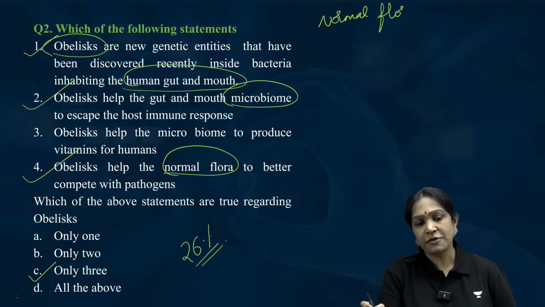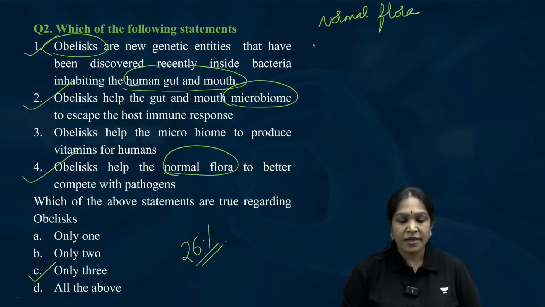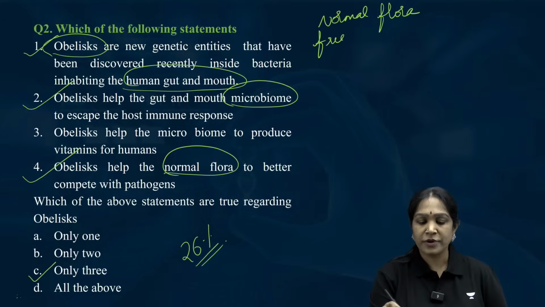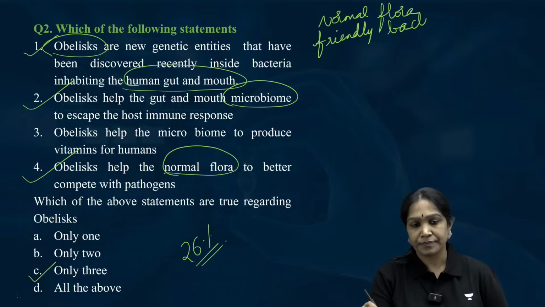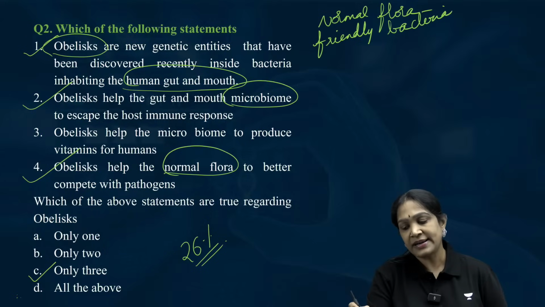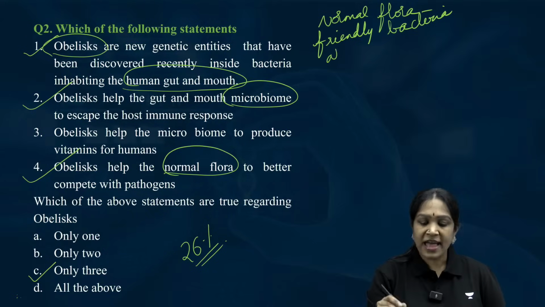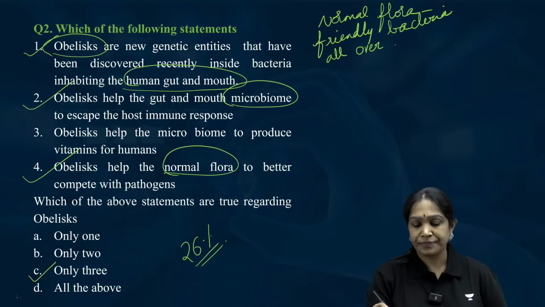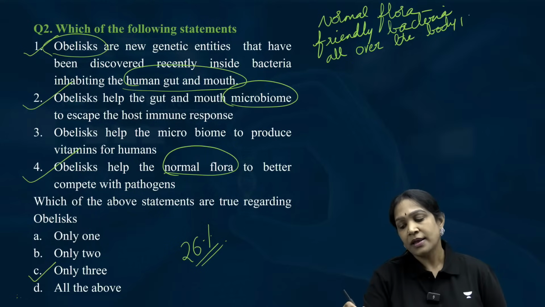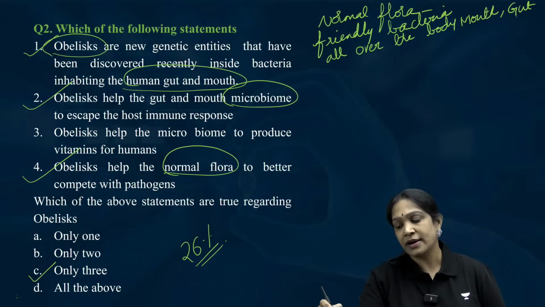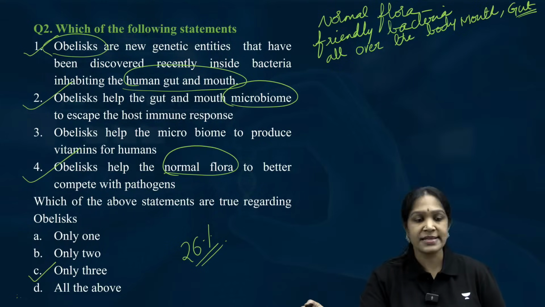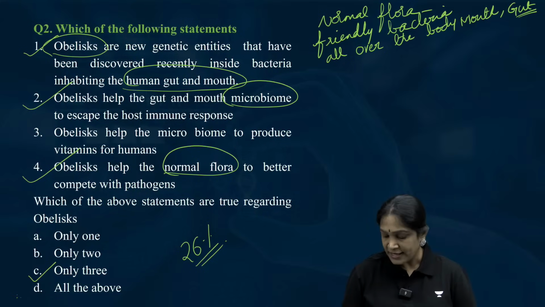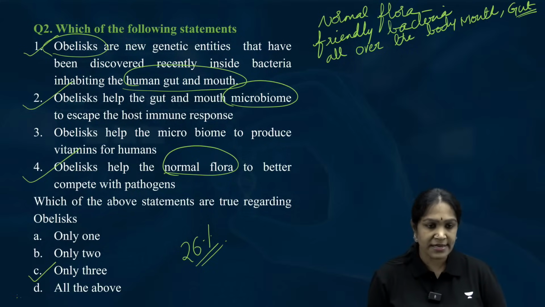Let us first try to understand the word normal flora. What is this normal flora? They are the friendly bacteria. We have it all over the body. Importantly, in the mouth and the gut. Gut means the digestive system.